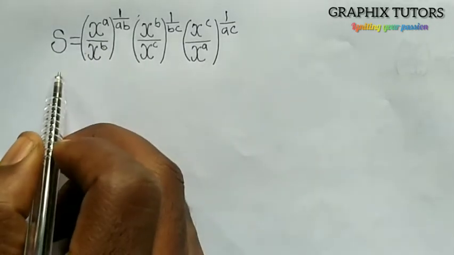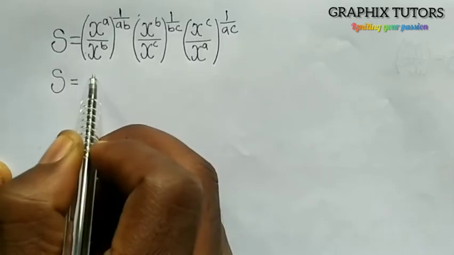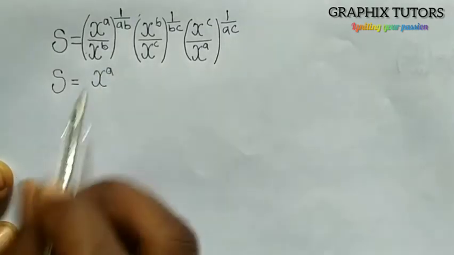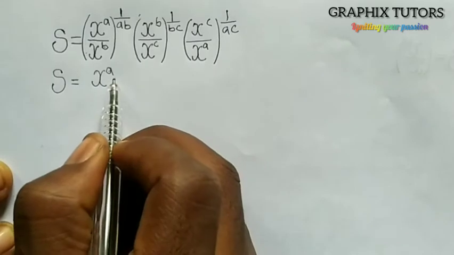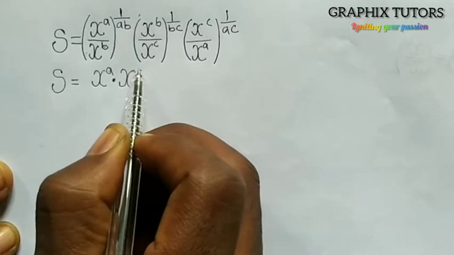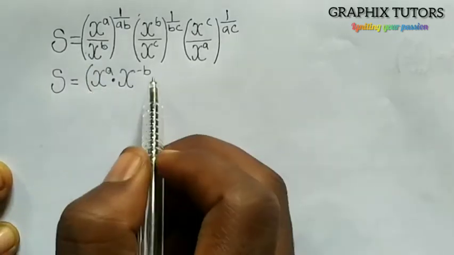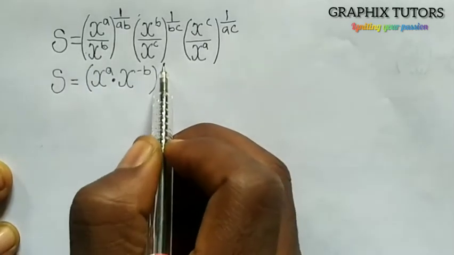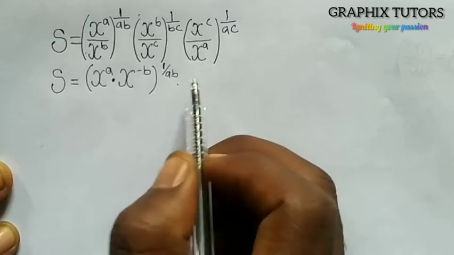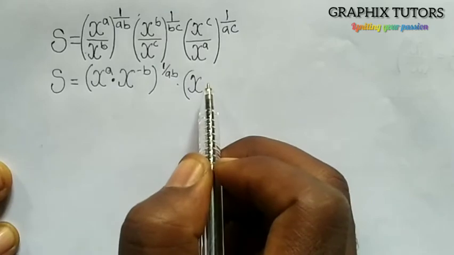So I'll now write this to be x is equals to, I'm having my x to the power of a. Now when this x is coming up, we multiply by x to the power of minus b, to show that it has come up. So I'll put it into the brackets and I'll put my 1 all over ab. Multiply by, the same thing happens here too. I have my x to the power of b.